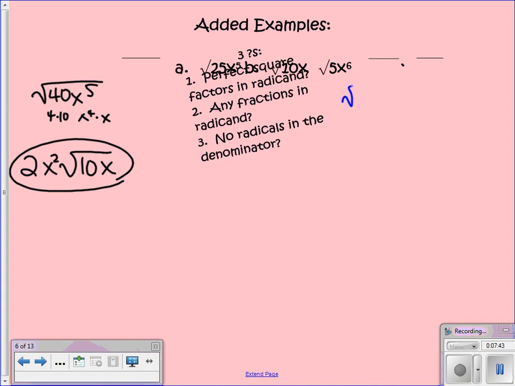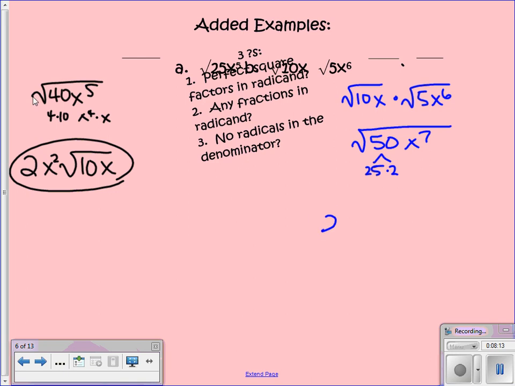This problem here was the square root of 10x times the square root of 5x to the 6th. Now everything is under the radical, so I can actually multiply all of this together. So I did 10 times 5 to get 50, x times x to the 6th to get x to the 7th. Now 50 I can split into 25 times 2. I don't want to split that into 5 and 10 because I can't square root 5 and I can't square root 10. But I can square root 25. And the square root of 25 doesn't start with the 2. It's a 5.